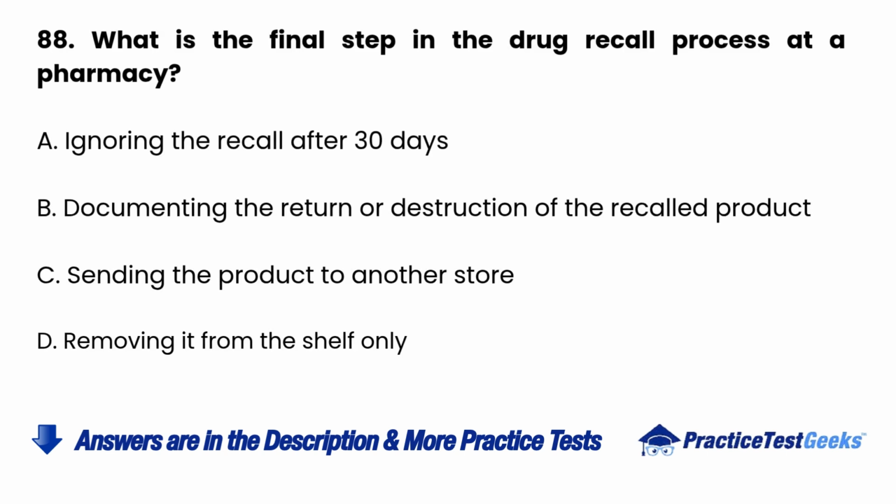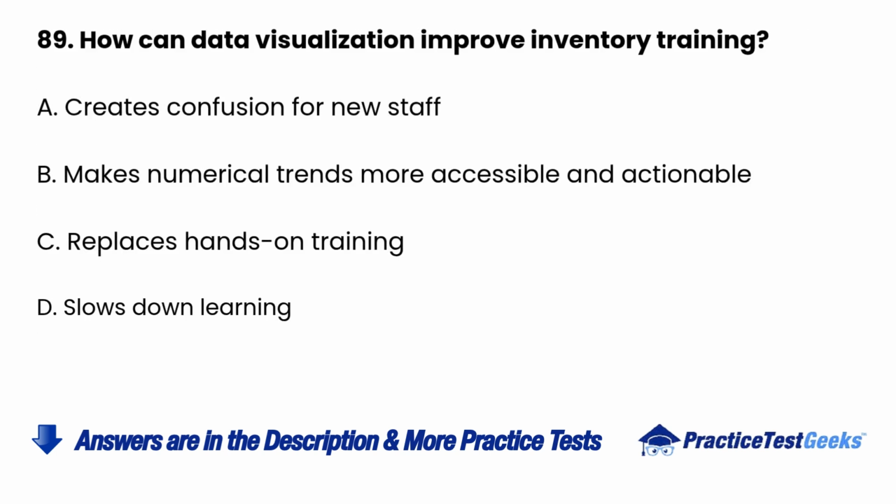88. What is the final step in the drug recall process at a pharmacy? A. Ignoring the recall after 30 days. B. Documenting the return or destruction of the recalled product. C. Sending the product to another store. D. Removing it from the shelf only.